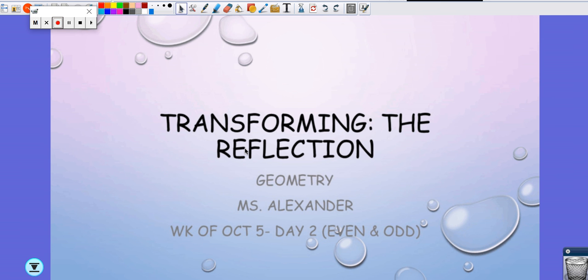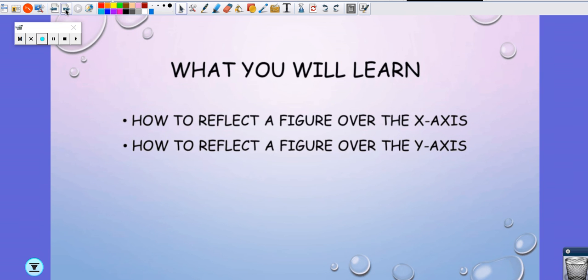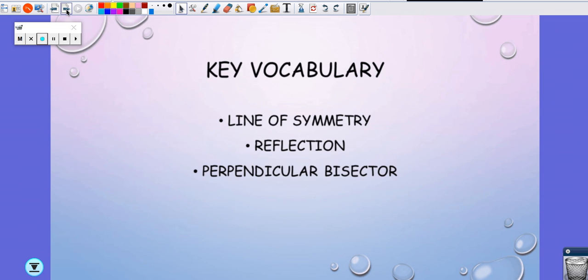Alright guys, so in this video we're going to learn about transformations, and we're going to talk about reflection this time. Okay, so this will be day 1, and what you're going to learn in this video is how to reflect over the x-axis and how to reflect over the y-axis.